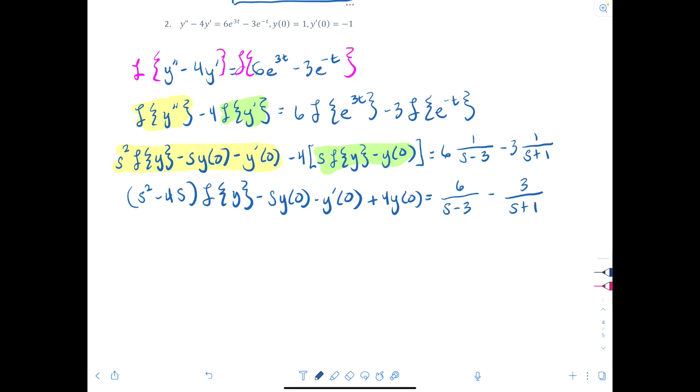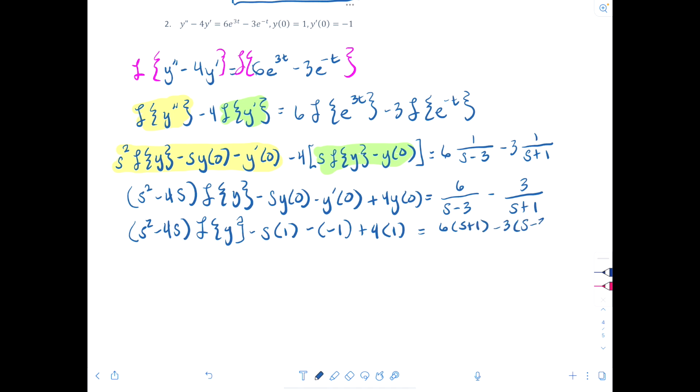All right, so continuing, s squared minus 4 times s times L at y. Y at 0 is 1, so we'll have minus s times 1. Y prime at 0 is negative 1, so minus a negative 1 plus 4 times 1 is equal to. So I'm going to get a common denominator with these two guys, and we'll have 6 times s plus 1 minus 3 times s minus 3 all over s minus 3 times s plus 1.